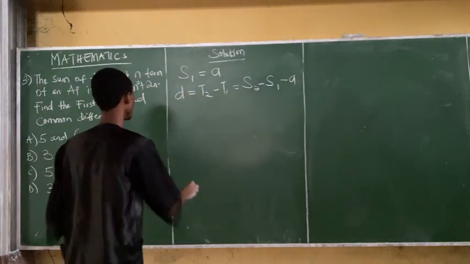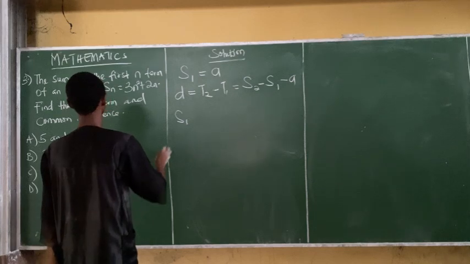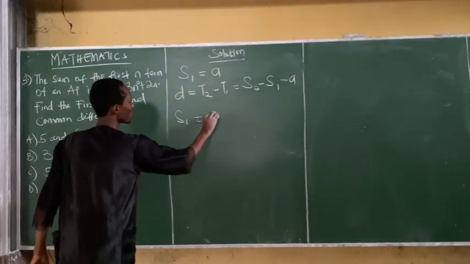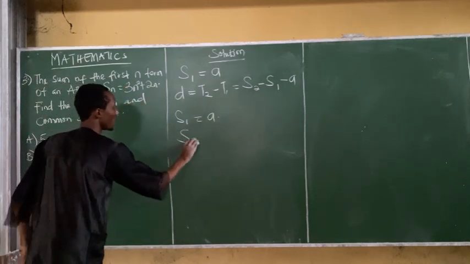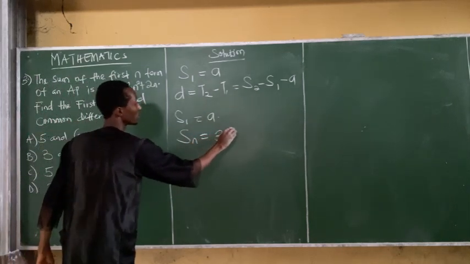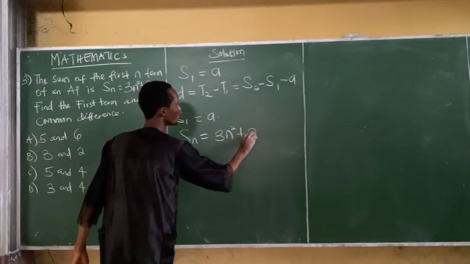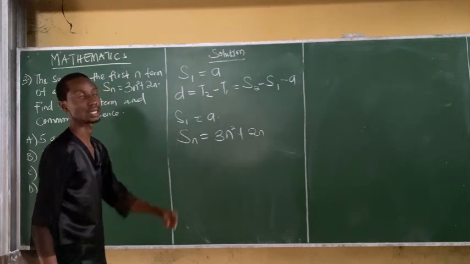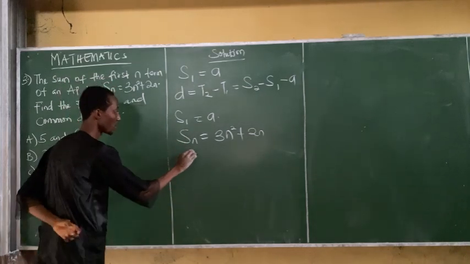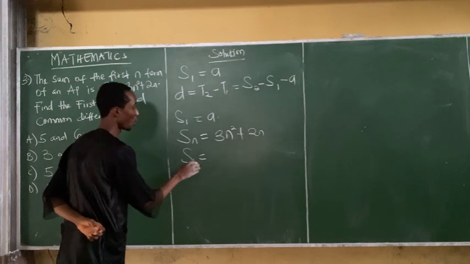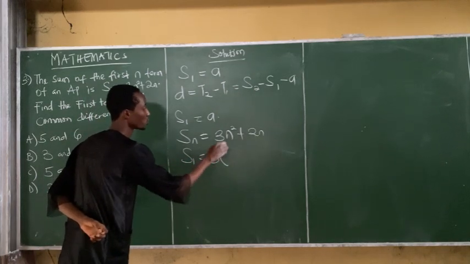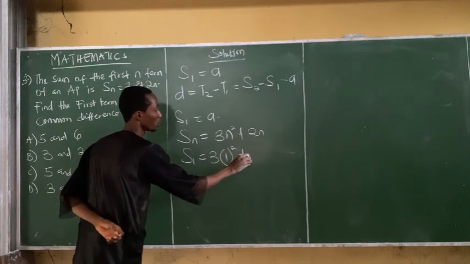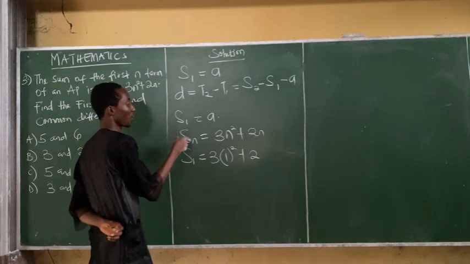Now for the first term, which is S1. It means in this formula they gave to us, Sn is equal to 3n squared plus 2n, anywhere you see n, you should replace it with what? 1. That's what it means. So for the first term, S1 is equal to 3 times n raised to power 2 plus 2n. Don't forget our n is what?